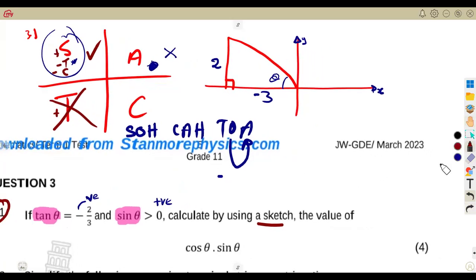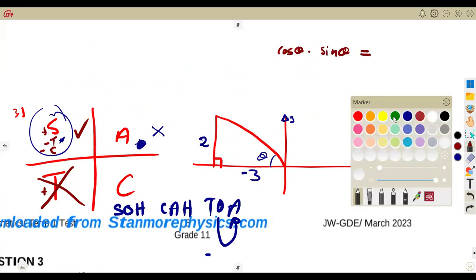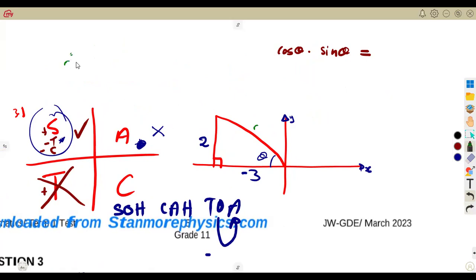So the question now was: calculate, using the sketch, the cos of theta times the sine of theta. We need to fill in our triangle first using Pythagoras theorem. Remember that R squared is equal to x squared plus y squared. So you're going to start with x, which is minus 3 squared, plus 2 squared. So R squared is going to be 9 plus 4, which is 13.